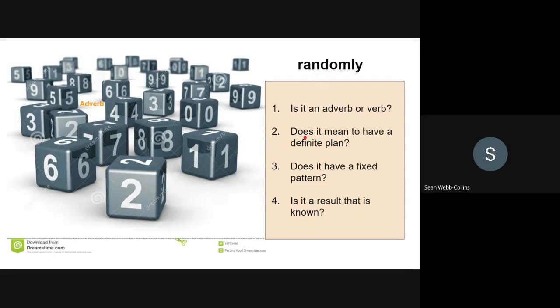Number 2, does it mean to have a definite plan? No, it means you have no plan, it's not fixed, it's random, it can change. It's fluid. Number 3, does it have a fixed pattern? No. If something is random, it means there's no fixed pattern.